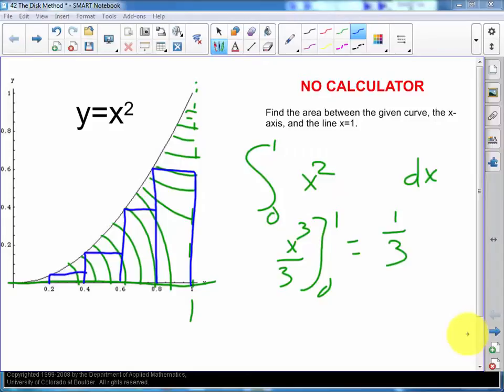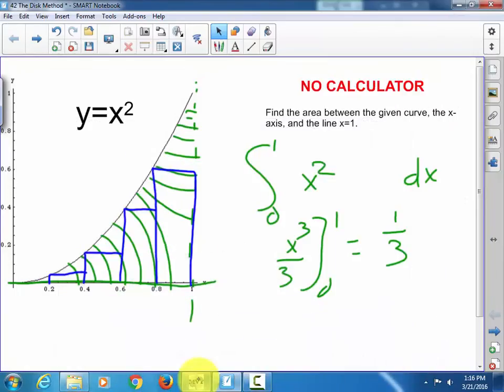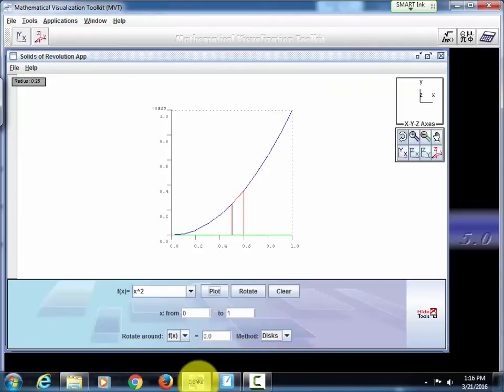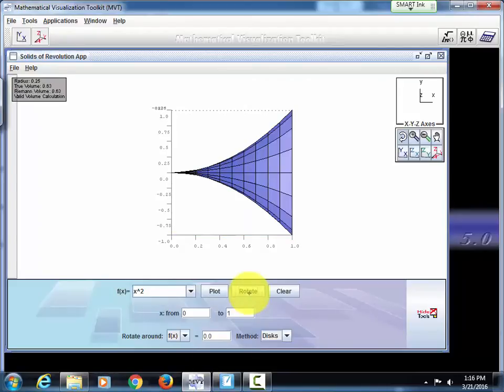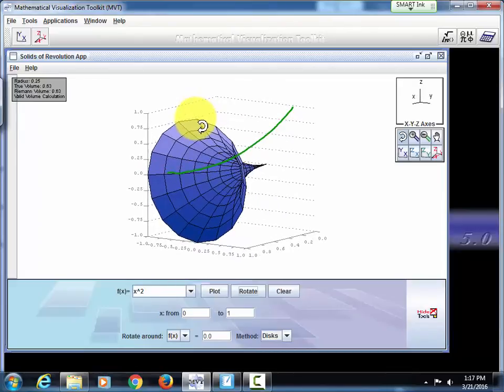Well, now I want you to picture in your mind what happens when we take this curve and rotate it around the x-axis, around this green line here. That's what this little application does. There is what our curve looked like, y equals x squared. And if we rotate it around the x-axis and look at it from down here, that's what we get. We get a funnel-looking thing.